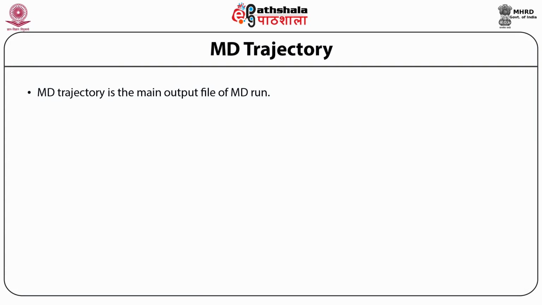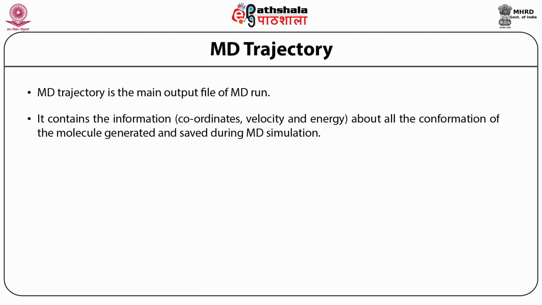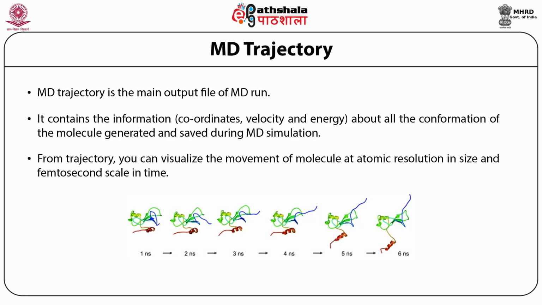MD trajectory is the main output file in an MD run. It contains the information about all the conformations of the molecules which have been generated and saved, like coordinates, velocity and energy parameters of all the conformations. From the trajectory, we can visualize the movement of molecules at atomic resolution and femtosecond time scale. Output files of any MD run include trajectory file, energy file, coordinate file, topology file and log file. But it is the trajectory file which is more important.